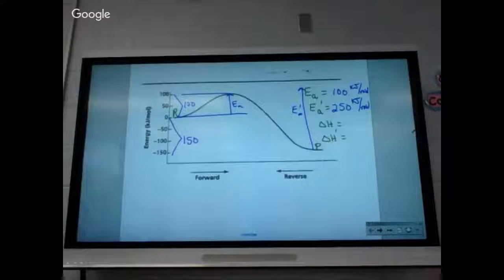All right. Is that kilojoules or moles? Yes, kilojoules over moles. The unit's right here. They look like moles.